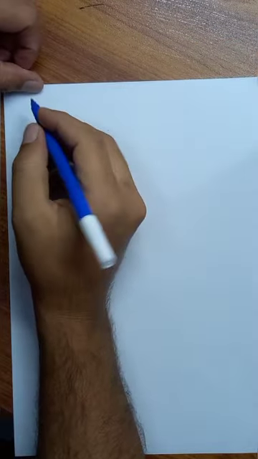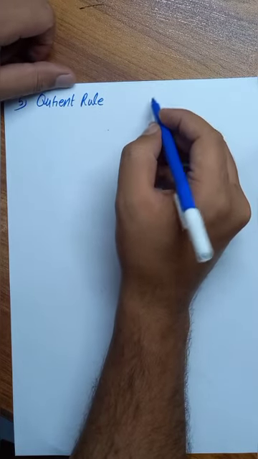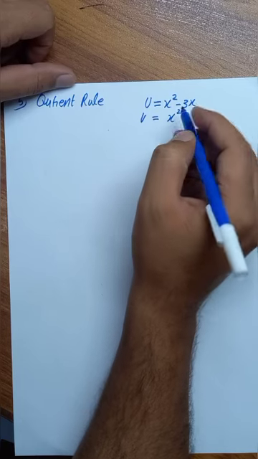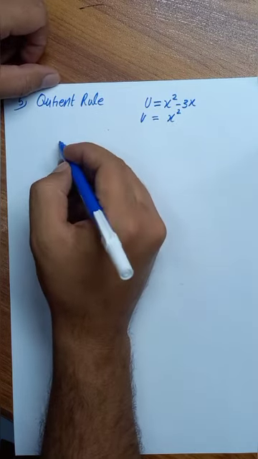Quotient rule. Let's say the value of u is equal to x square minus 3x, and the value of v is equal to x square only. So we have the formula of quotient rule like this.